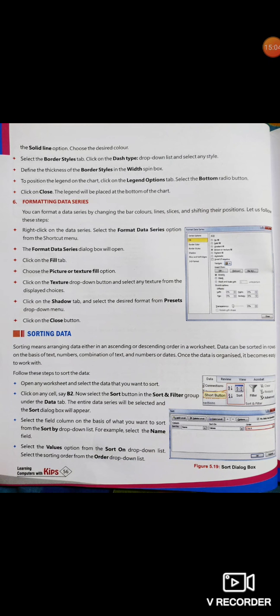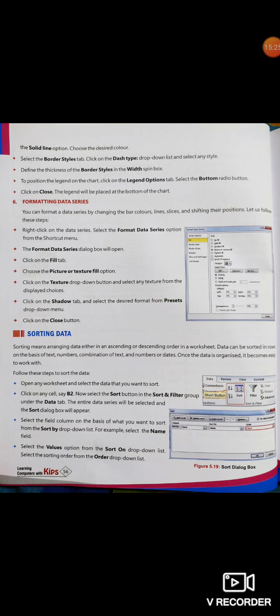Next is formatting data series. How can we format data series? We can format a data series by changing the bar colors, lines, slices, shifting their positions, etc. For doing that, first we have to right click on the data series, then we have to select the format data series option from the shortcut menu. Then the format data series dialog box will open.